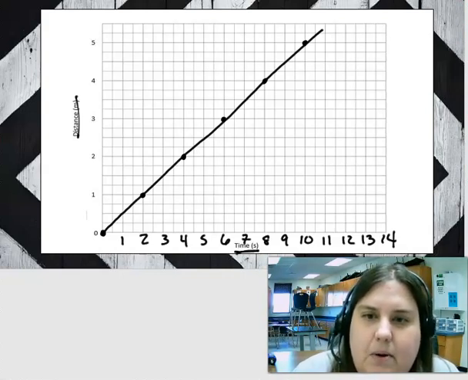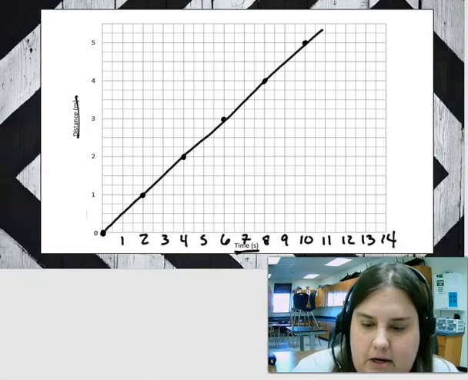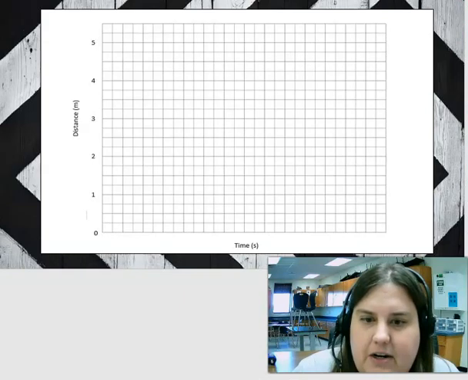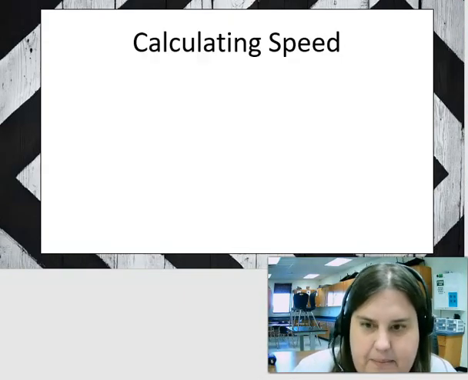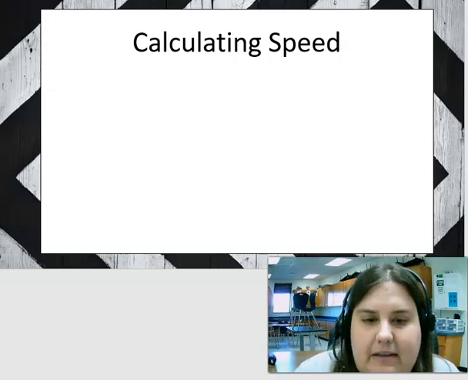Okay, so take a moment and get your graph going. It should use your own data, but it should look pretty similar to the one that I have created here. And once you've done that, you're going to hit play again, and we are going to move on to the last step of our lab, which is to calculate the speed.